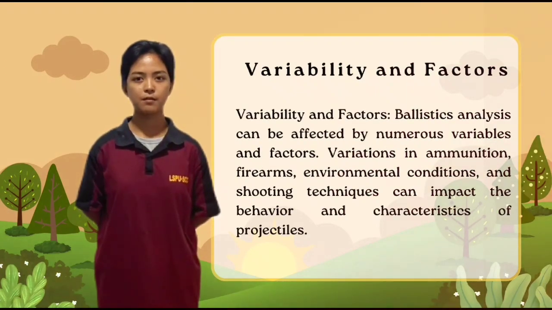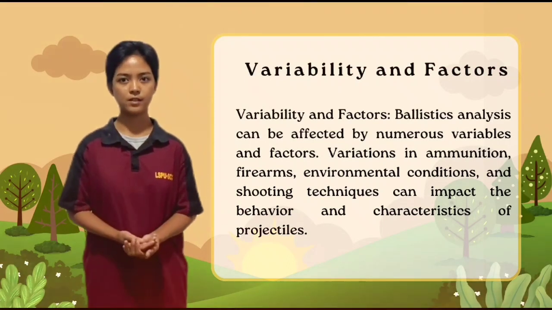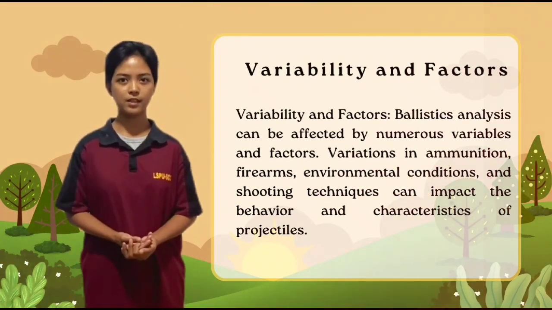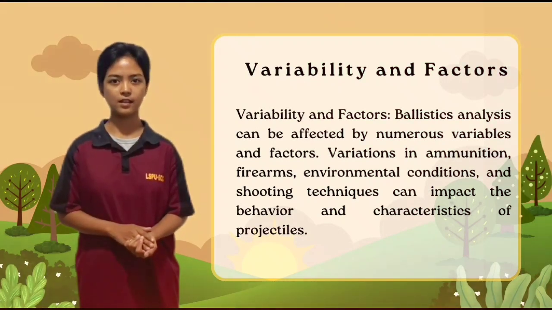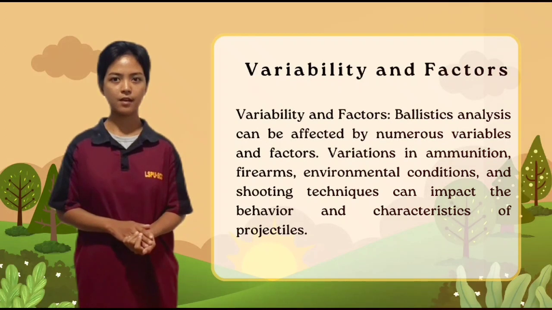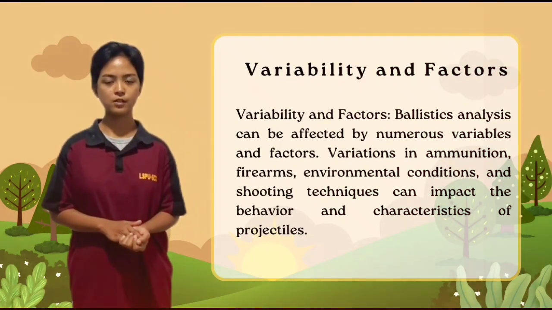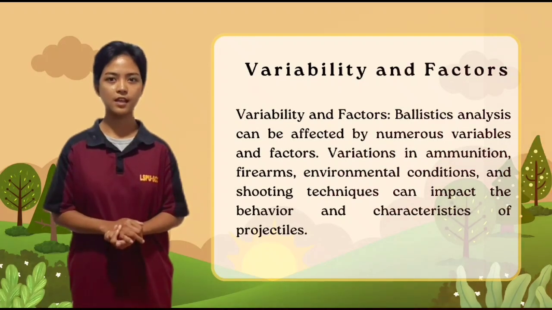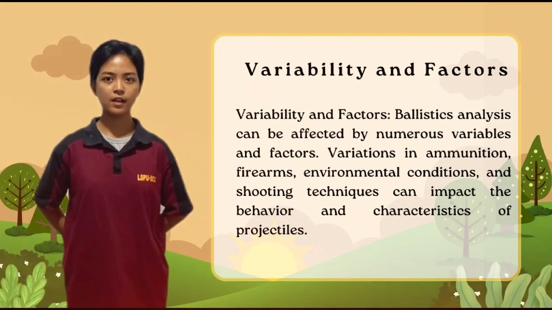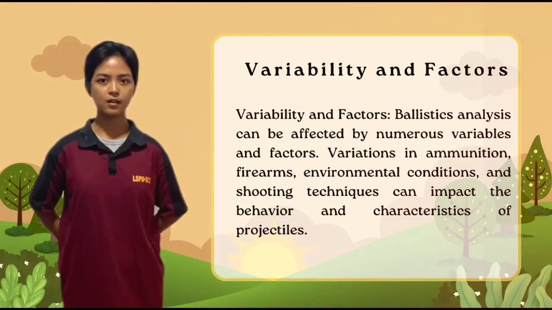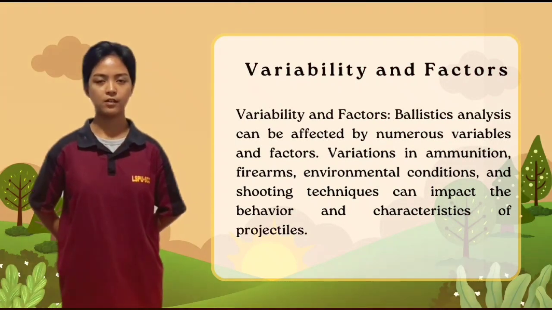Variability and factors. Ballistic analysis can be affected by numerous variables and factors. Variations in ammunition, firearms, environmental conditions, and shooting techniques can impact the behavior and characteristics of projectiles. These factors introduce complexity and uncertainty in interpreting ballistics evidence accurately, particularly when attempting to link a specific firearm to a crime.